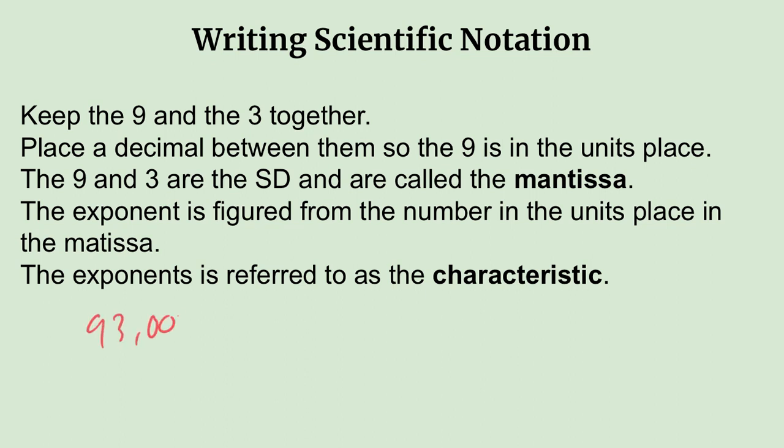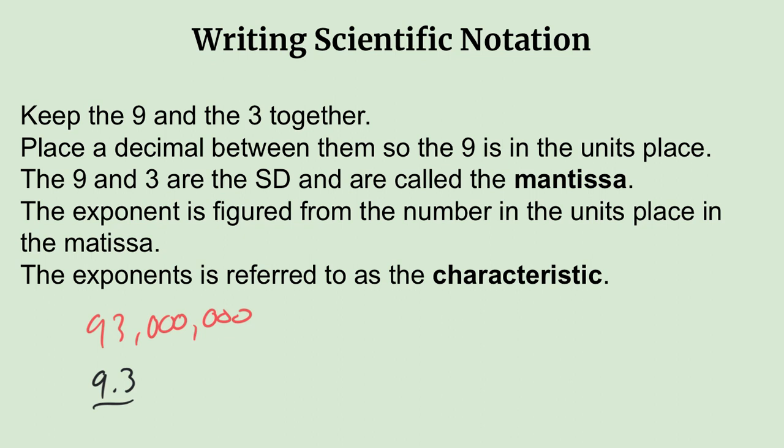We're going to keep the 9 and 3 together. We'll place a decimal between them so that 9 becomes the unit spot. So we'll do 9 3/10. We call these the mantissa. That's the significant digits, and that tells us how many spots to round to.